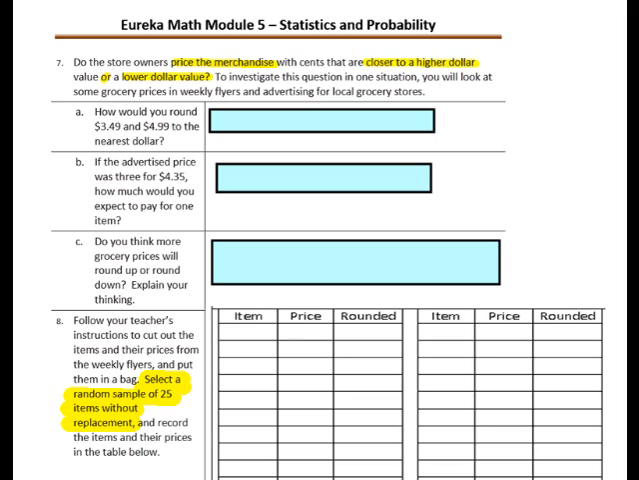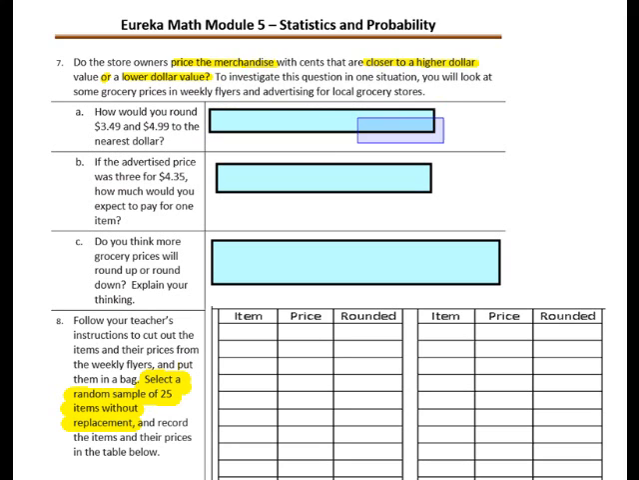Question 7. Do the store owners price the merchandise with cents that are closer to a higher dollar value or a lower dollar value? That's the question we want to answer. To investigate this question in one situation, you will look at some grocery prices in weekly flyers and advertising for local grocery stores. Question A. How would you round $3.49 and $4.99 to the nearest dollar?